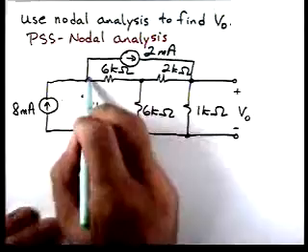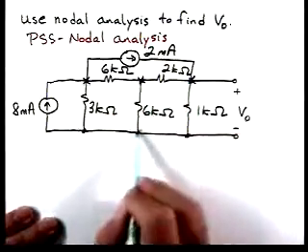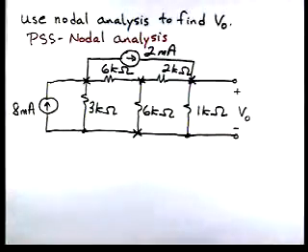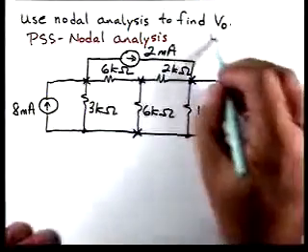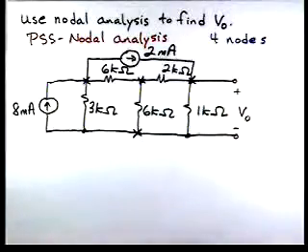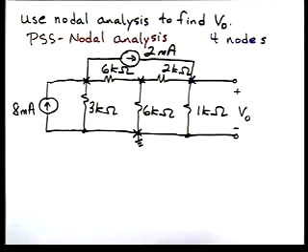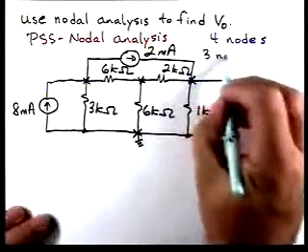So if we go through, there's one node, a second node, a third node, then there's a node on the bottom. Okay, so we have 4 nodes. And if you look at our problem-solving strategy, it says assign one node as a reference node. So let's pick the bottom node as a reference node. Then we're going to assign node voltages. And we'll have 3 node voltages.